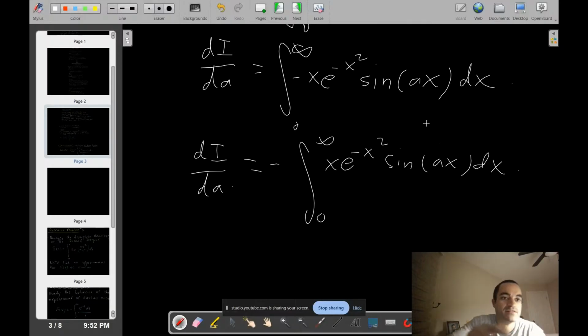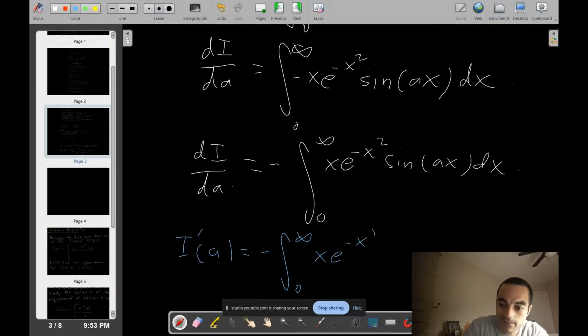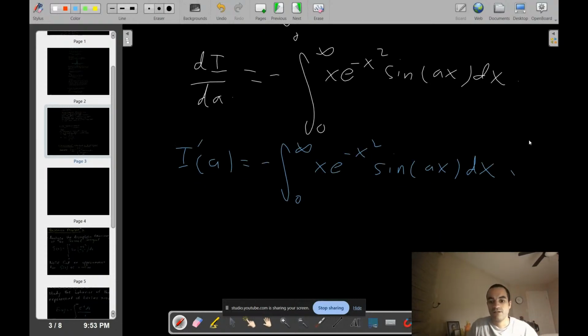Now we've got this. I might as well just write it like this. Doesn't matter. I'm just going to say I prime of A. I prime of A is equal to minus the integral from 0 to infinity of x e to the negative x squared sine of ax dx. It is more compact this way.